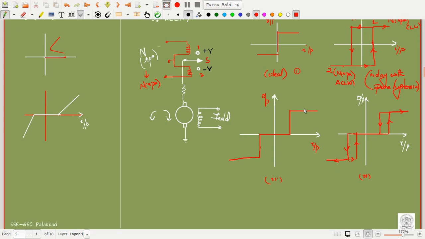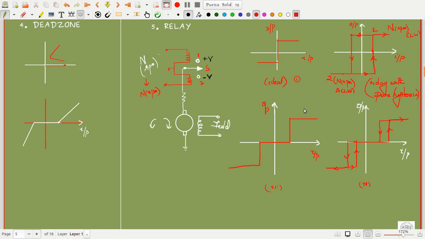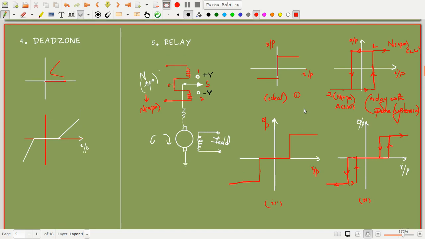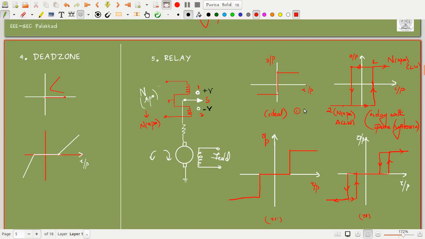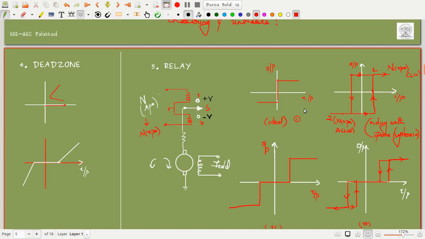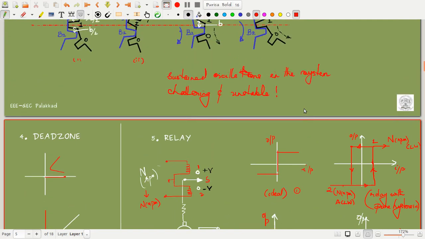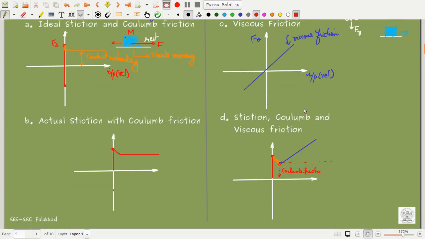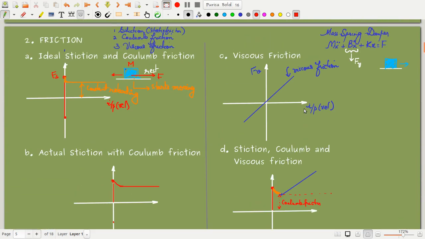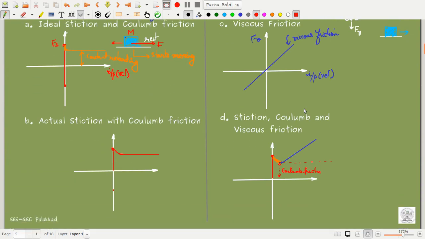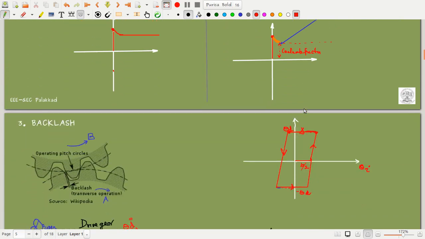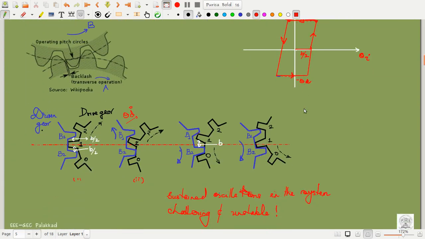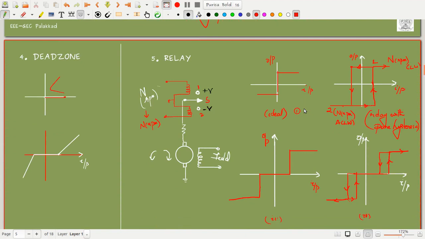Okay. So we had studied five types of nonlinearities. One is the saturation nonlinearity. The other one is friction. The third one was backlash. The fourth one was the dead zone, and the fifth one was the relay. So if we go and look at each one, this is the friction one. Saturation, this is a friction type of nonlinearity. This is a backlash, and this is the dead zone and the relay.